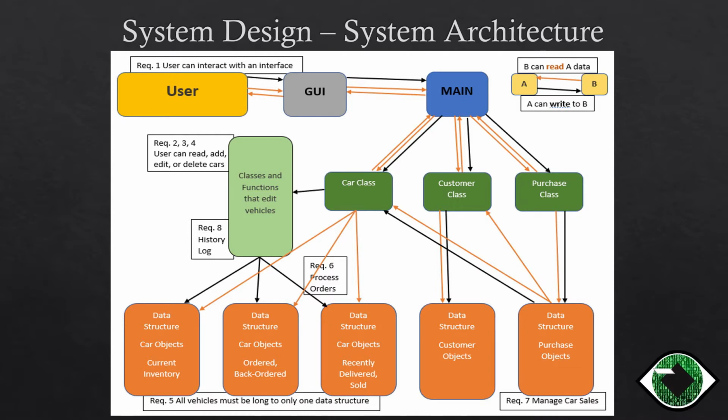The car class communicates with the functions that read, add, edit, and delete cars. This satisfies the 2nd, 3rd, 4th, and 8th requirements. Our data structures are listed across the bottom in orange for car, customer, and purchase objects. It is within these data structures we satisfy requirements 5, 6, and 7.